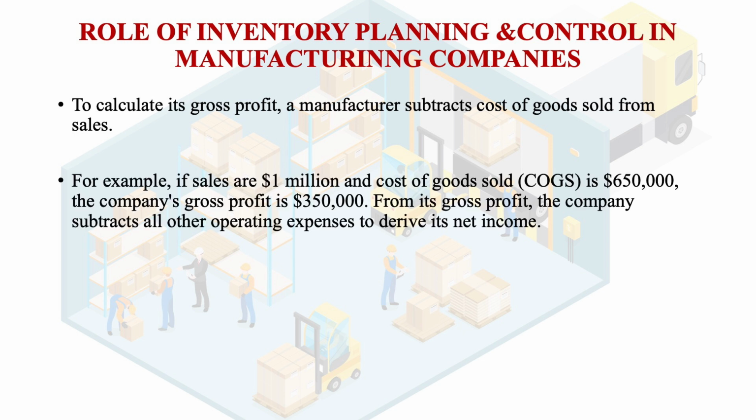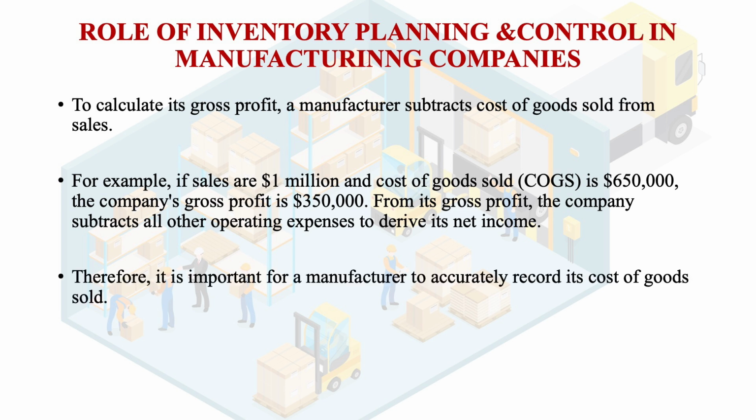For example, if sales are $1 million and the cost of goods sold, COGS, is $650,000, the company's gross profit is $350,000. From this gross profit, the company subtracts all the operating expenses to derive the net income. Therefore, it is important for a manufacturer to accurately record its cost of goods sold.